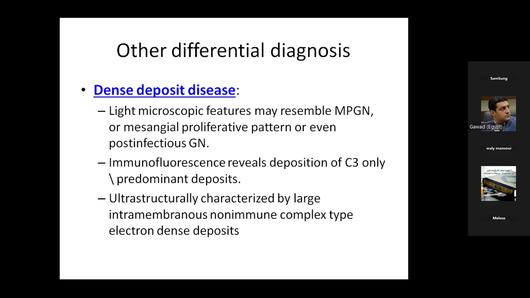Other differential diagnoses that will also cause glomerular basement membrane thickening is the dense deposit disease. Under light microscope, it may mimic any pattern of MBGN, mesangial pattern, or even post-infectious GN. This is commonly seen more in children with immunofluorescence that reveals C3 only or predominant. We can see some IgG deposits, but dense deposit disease is an electron microscopic diagnosis. It is not diagnosed except by EM.